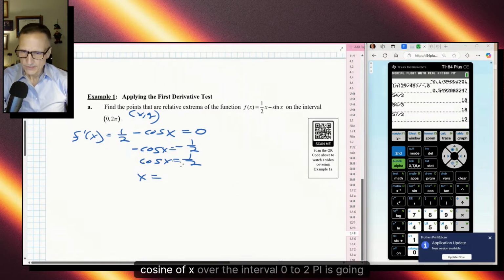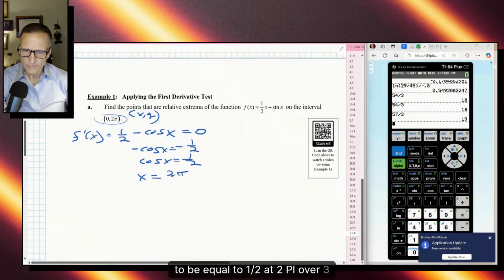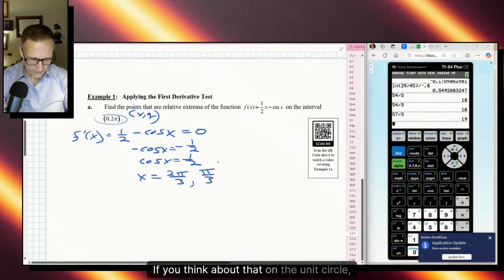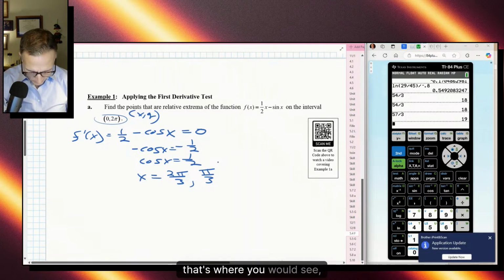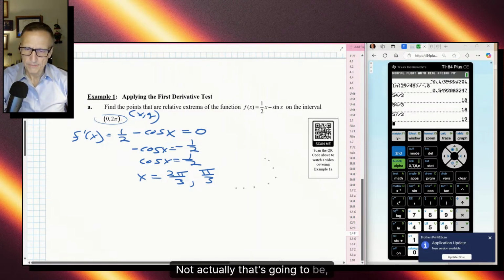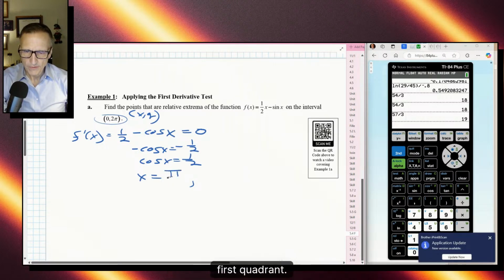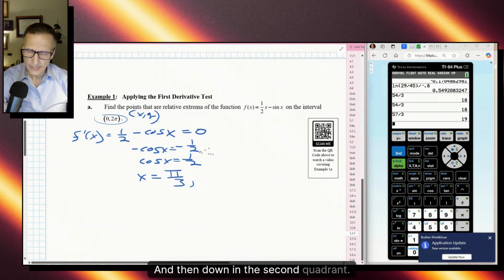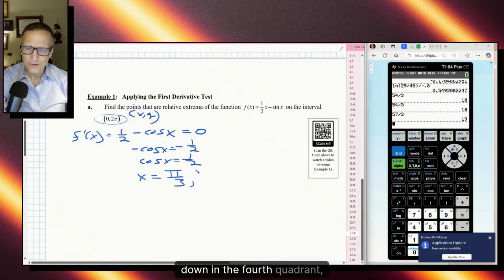Well, cosine of x over the interval 0 to 2 pi is going to be equal to 1/2 at pi over 3, in the first quadrant. And then down in the fourth quadrant, that's going to be at 5 pi over 3.